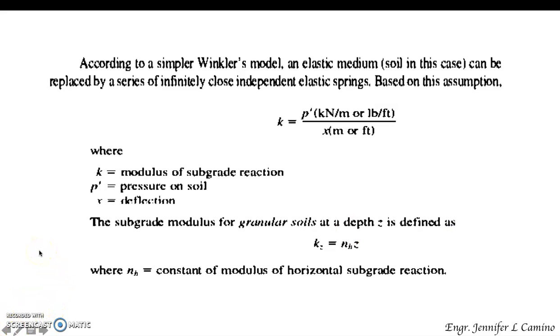According to a simpler Winkler's model, an elastic medium can be replaced by a series of infinitely closed independent elastic springs. Based on this assumption, you have here the modulus of subgrade reaction denoted by K. P sub prime is our pressure on soil and X is our deflection. The subgrade modulus for granular soil at any depth Z can be defined by N sub H times Z, where N sub H is the constant of modulus of horizontal subgrade reaction.